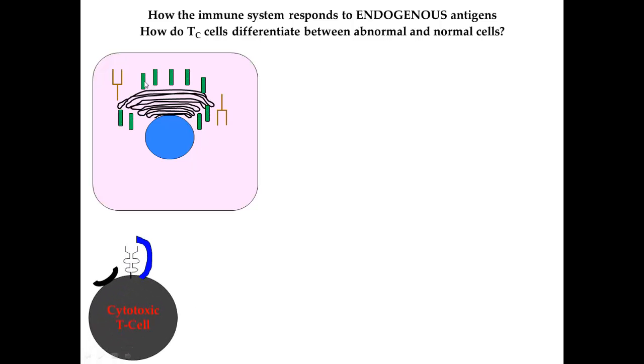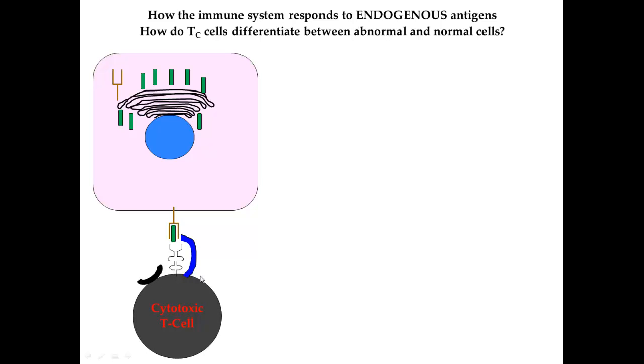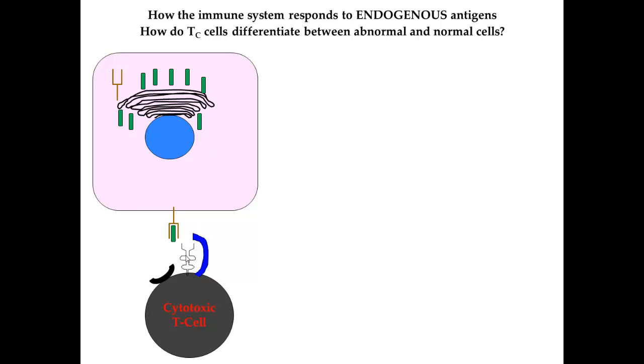So let's imagine now that we have a perfectly healthy cell producing normal proteins. That cell will take one of these fragments of these normal proteins and display it complexed with MHC1 on the surface. A cytotoxic T cell will come along and investigate this molecule. And if this is a self molecule, it will not bind.